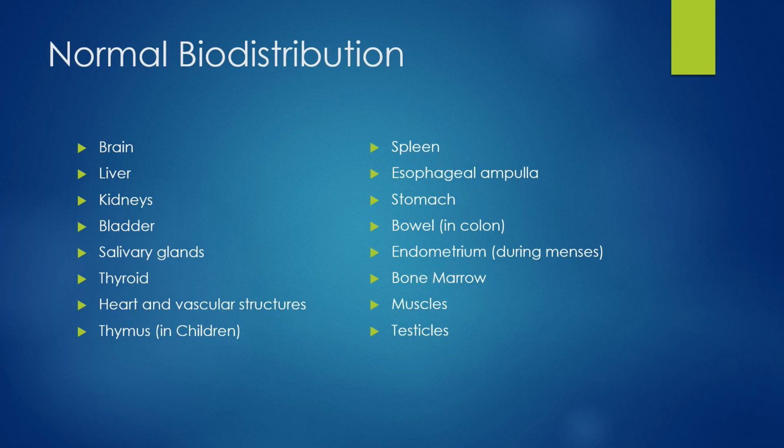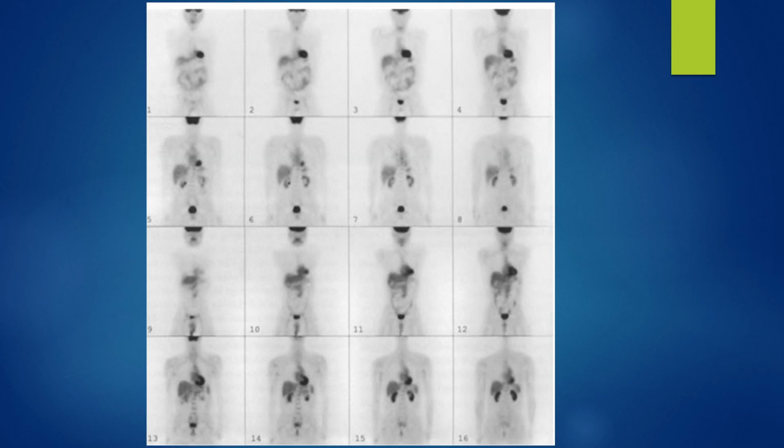Normal biodistribution will appear in the brain, liver, kidneys, bladder, salivary glands, thyroid, heart and vascular structures, spleen, esophageal ampulla, stomach, bowel and the colon, the endometrium during menses, bone marrow, muscles, and testicles. You'll also see the thymus in children. Because pretty much every cell in your body uses glucose, the normal biodistribution is varied.